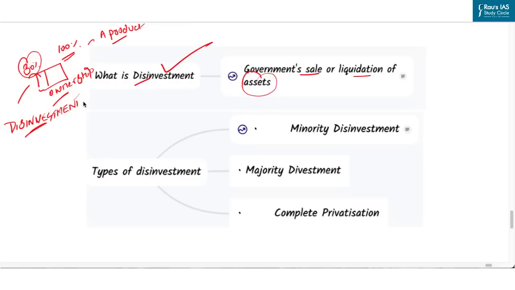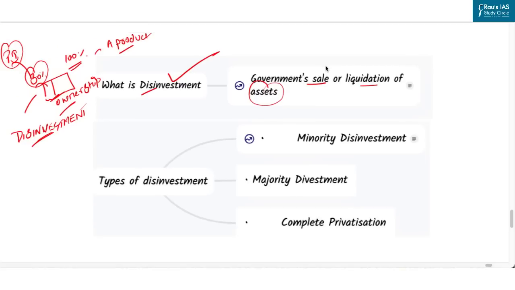So by reducing its stake in the company, the government aims to transfer the ownership and management responsibility to private investors who might be better equipped to turn the company around. And additionally, the government hopes to generate funds through the sale of its stake, which can be used for other public welfare initiatives. So this way, disinvestment helps the government reduce its financial burden and promote private investment in the company. Now here, as I told you, not every disinvestment results in privatization. So here, you must be aware of the different types of disinvestment.